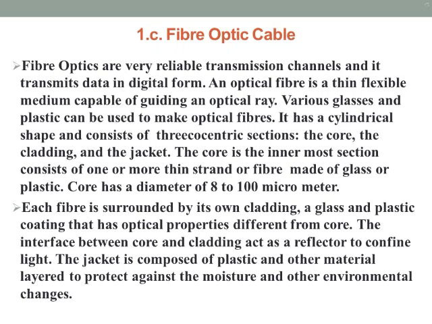Each fiber is surrounded by its own cladding, a glass and plastic coating that has optical properties different from core. The interface between core and cladding acts as a reflector to confine light. The jacket is composed of plastic and other material laid to protect against the moisture and other environmental changes.